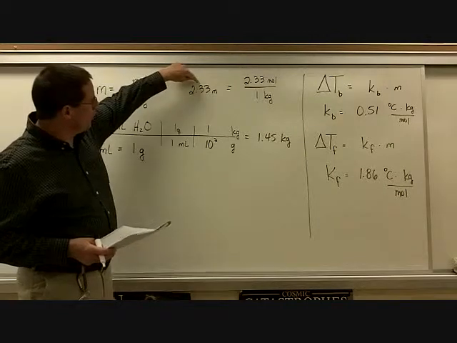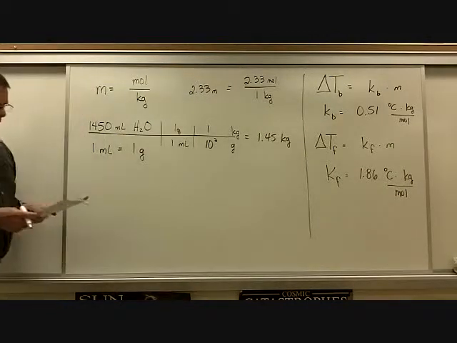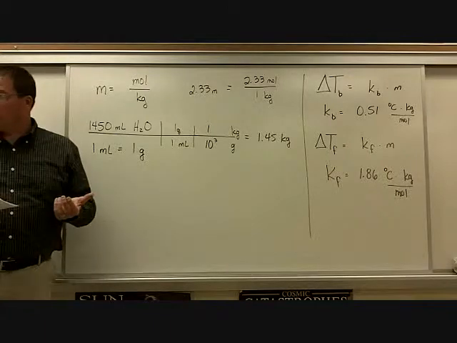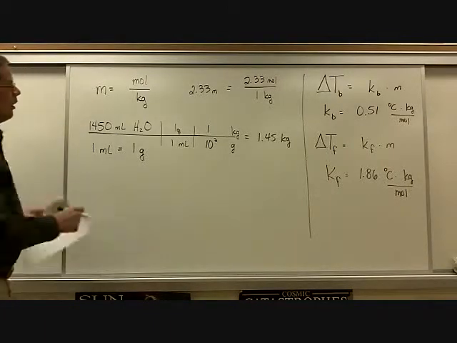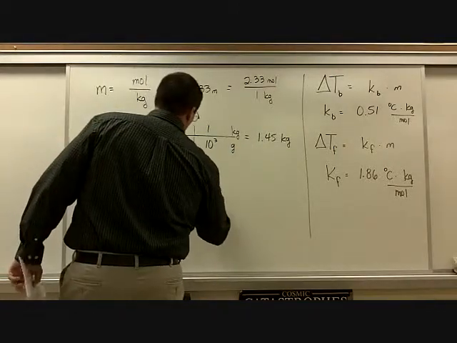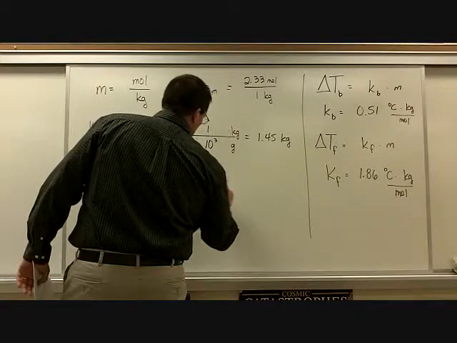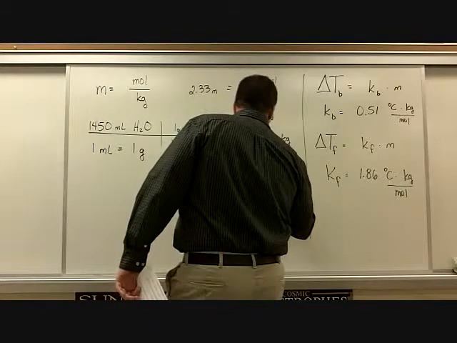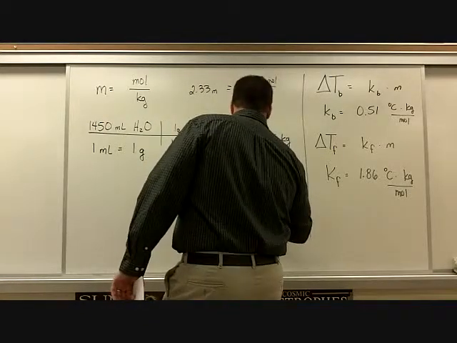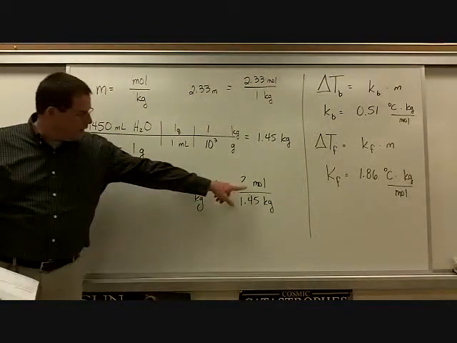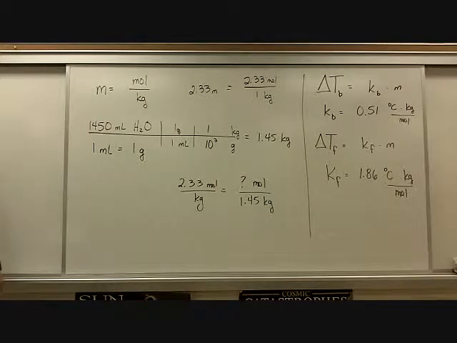Now we have our 1.45 kilograms. We also know that we have a 2.33 molal solution, and it wants to know how many moles. So we don't even need to worry about the formula for this. Even though sucrose is C11H22O10, it wants moles, not grams. We have 2.33 molal, and we're looking for the number of moles in our 1.45 kilogram solution. So we need to find what this is.